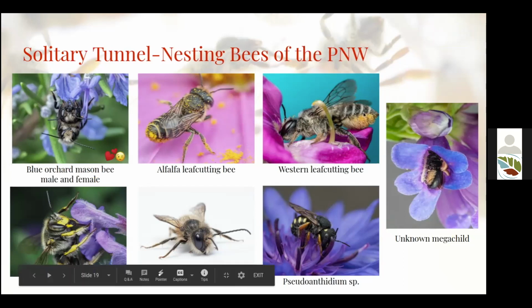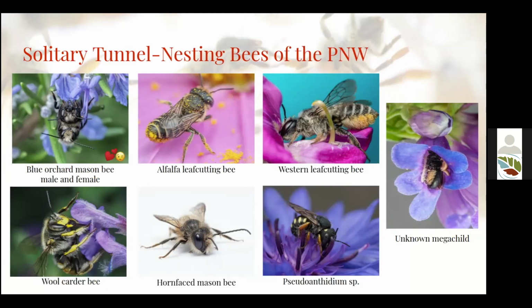And then, of course, we have our unknown megachilids. The trick to knowing that they're in that family is just by where they're carrying pollen. So with the scopa here, you can see the pollen on the underside of that belly. We didn't get a great shot of any of her other features, and so getting a species identification is particularly challenging in some cases like this.